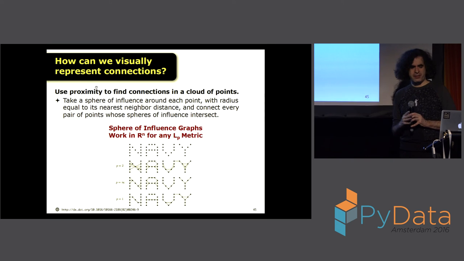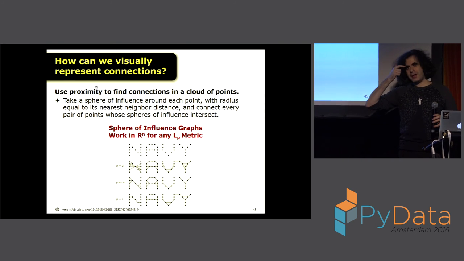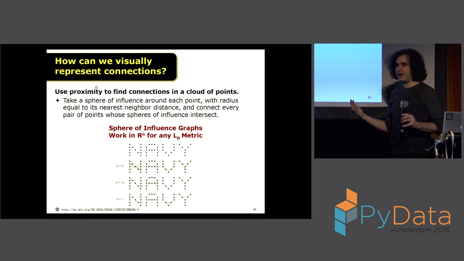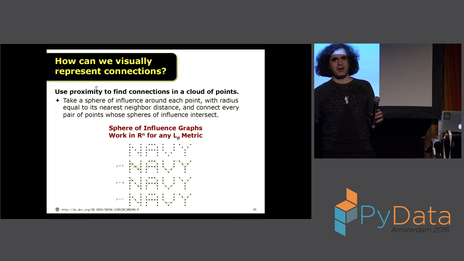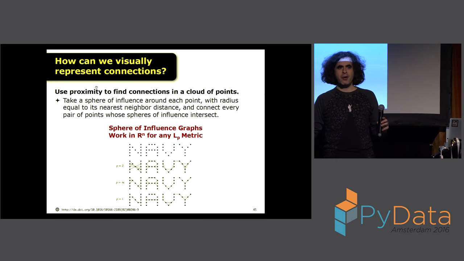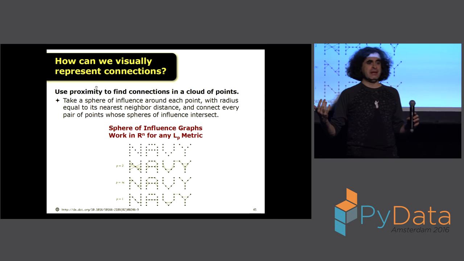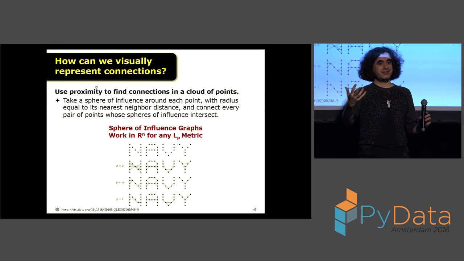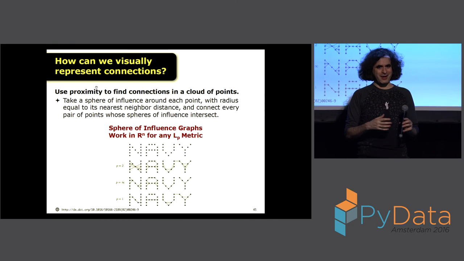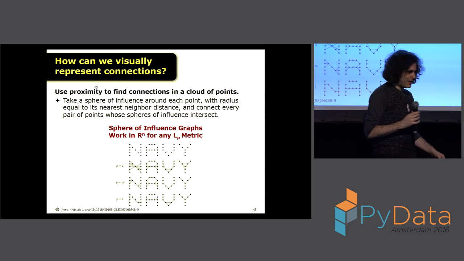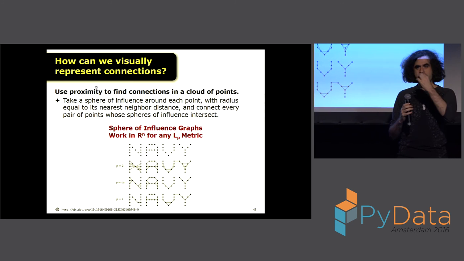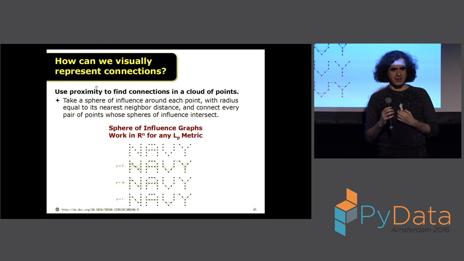So just a couple of examples about representing connections, because this is really quite fun. Often we have these point clouds, and people have been looking at point clouds for a long time. Would anyone want to say, what is the point cloud that people have looked at the most? The stars, exactly. And what we did is that we turned stars into constellations.